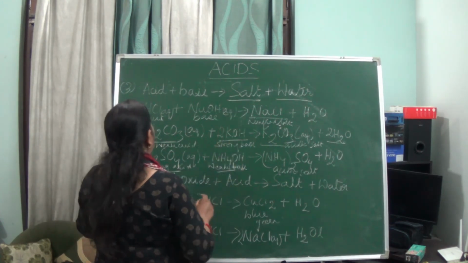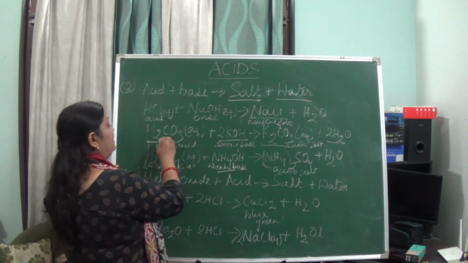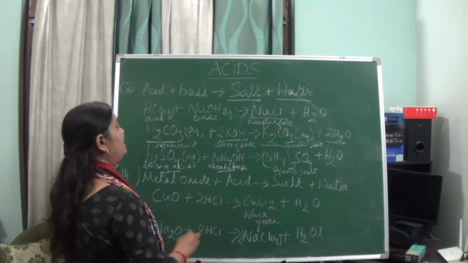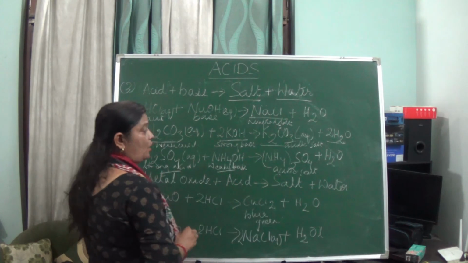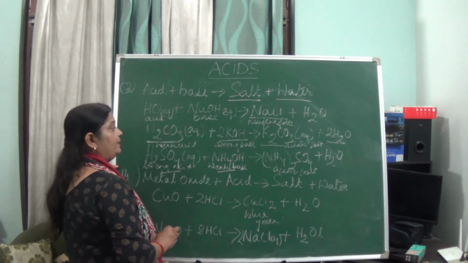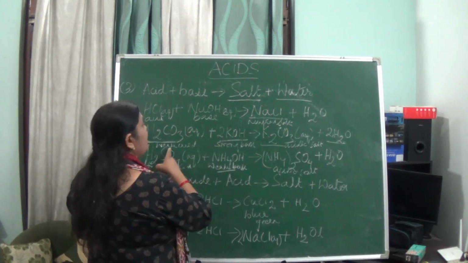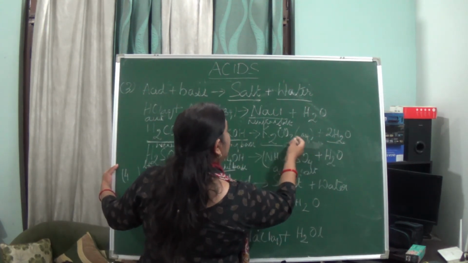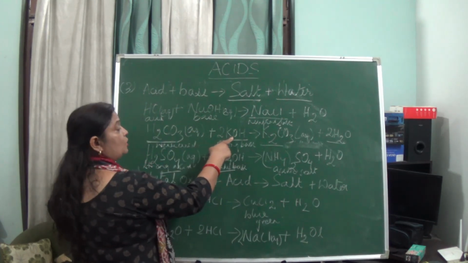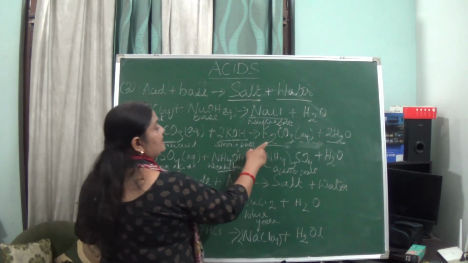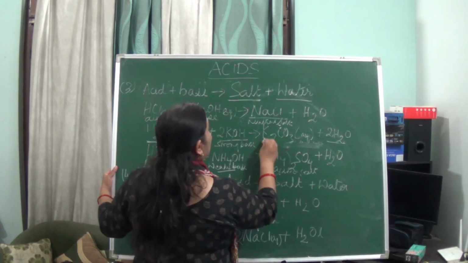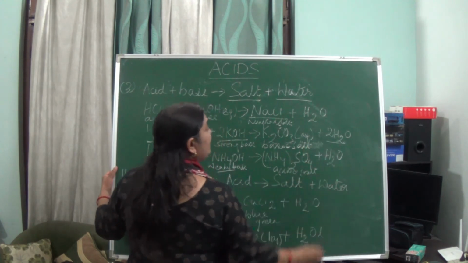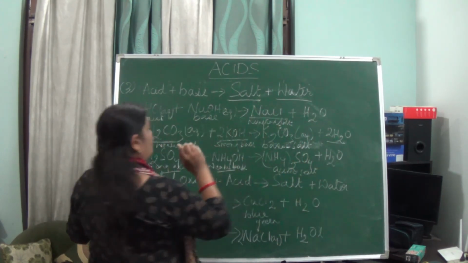That is NaCl plus water. But next we are seeing, we have taken H2CO3 in aqueous form. This is carbonic acid and this is a weak acid, but the base we have used is a strong base, KOH, potassium hydroxide. As the result, these two will react, and if we have taken this strong base and weak acid, the salt which will be formed will be a basic salt, and water will be given out.